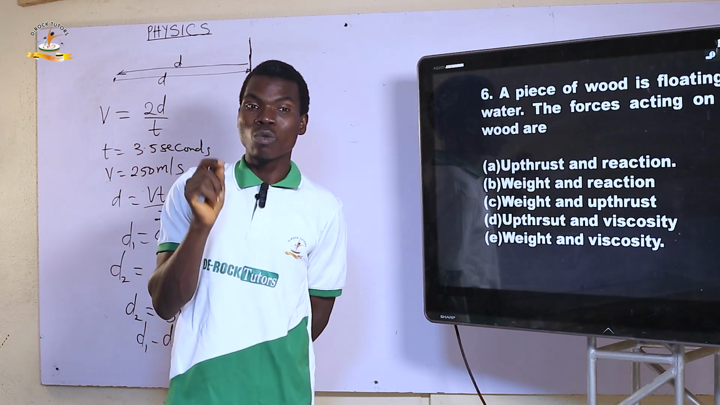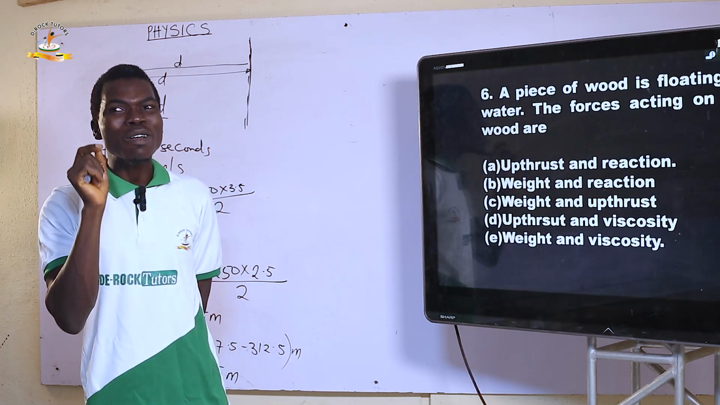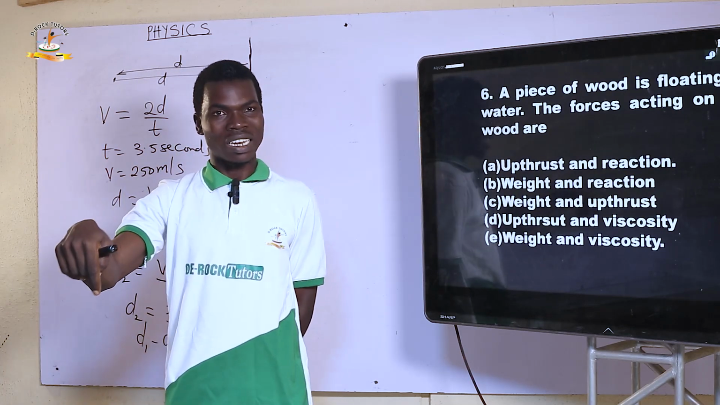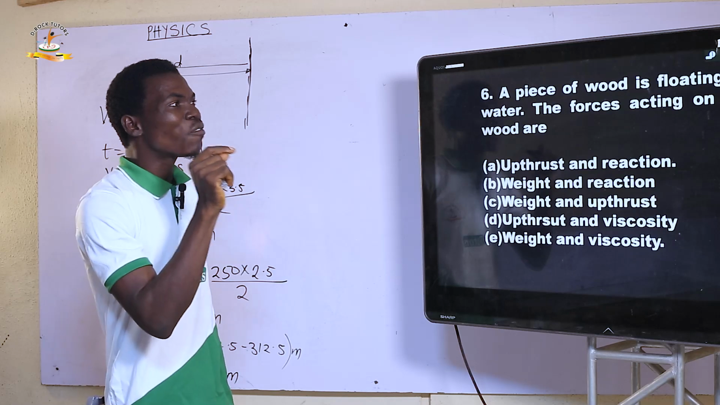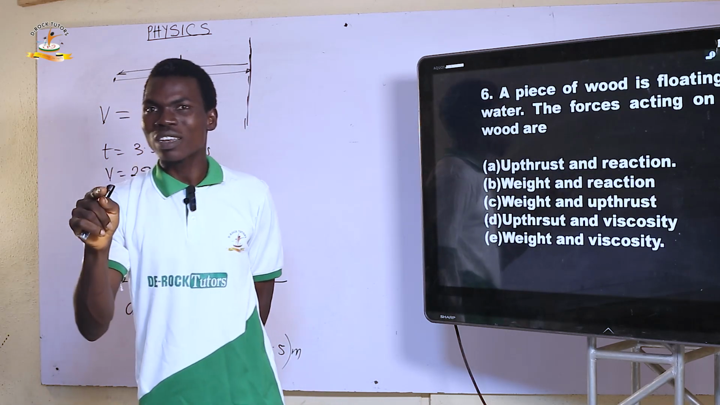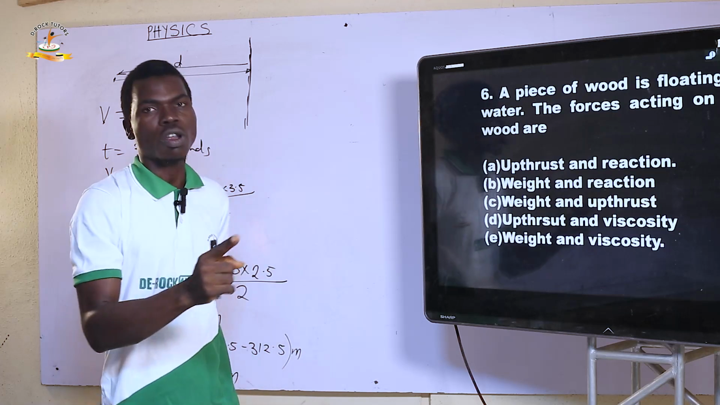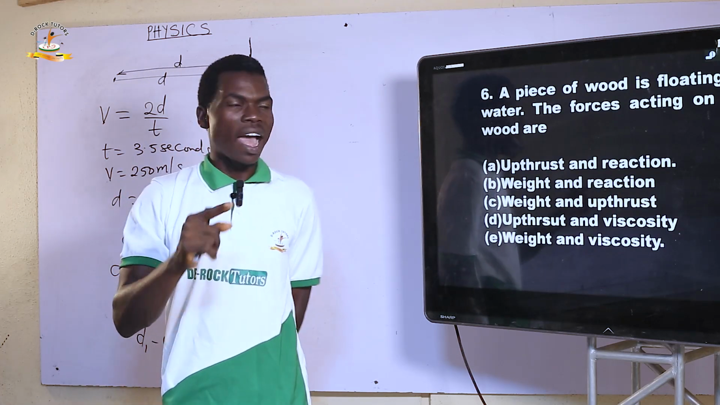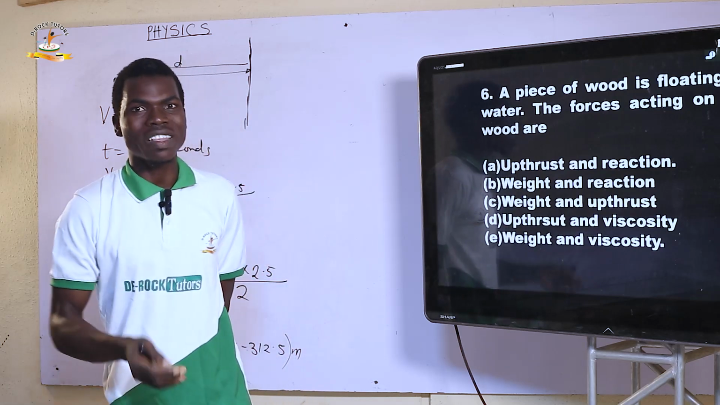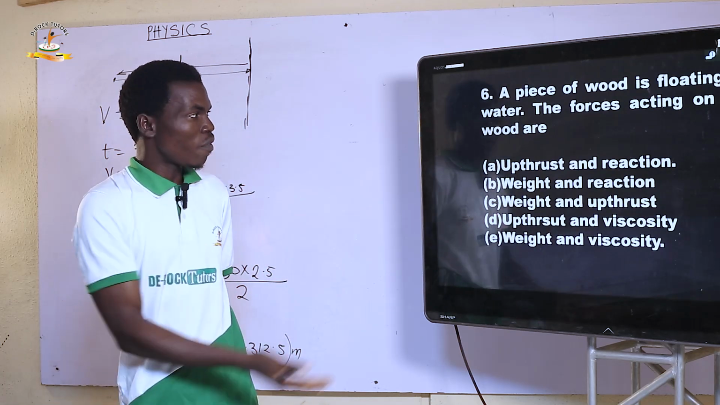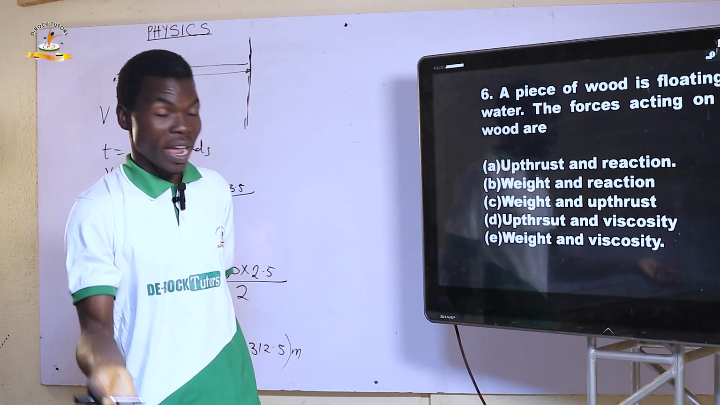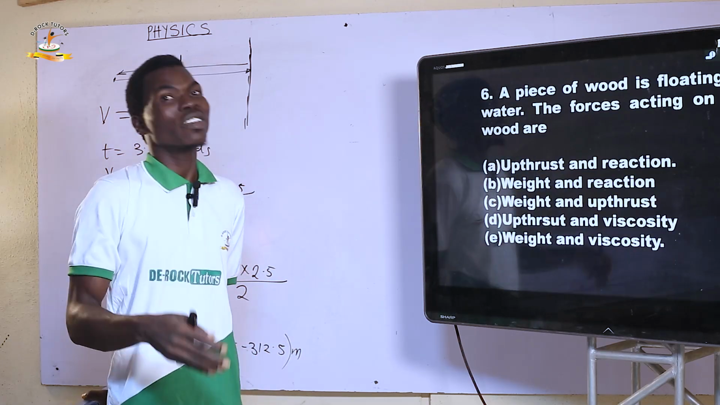That is going to be what? Weight. However, the wood is not submerged, it is floating. And the question says the forces acting on the wood, not on the water. So the forces acting on the wood are just the upthrust force and the viscous force. However, let's see the options. Upthrust and reaction. Reaction also means weight. Weight and reaction, they mean the same thing.